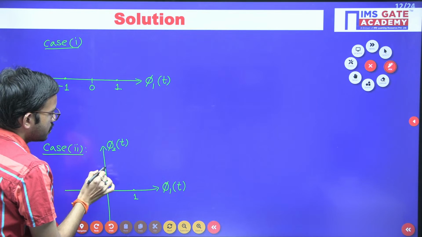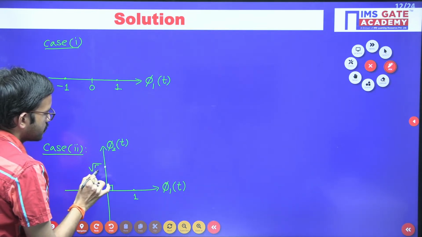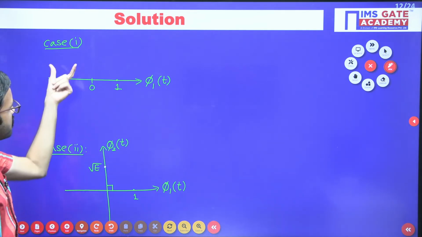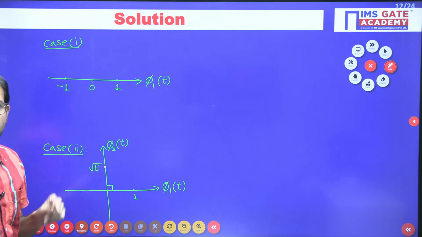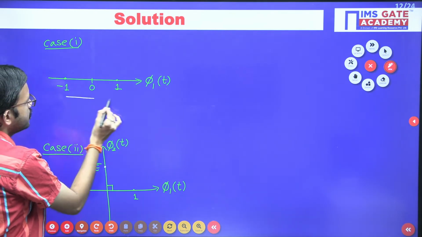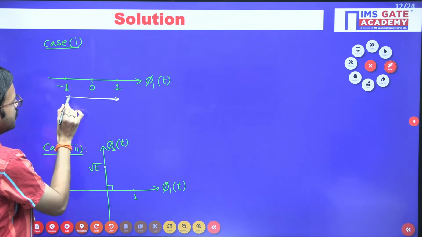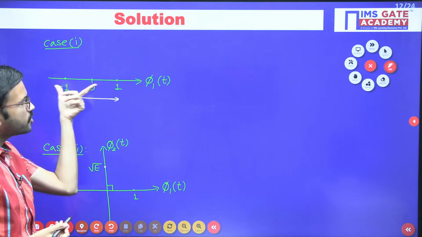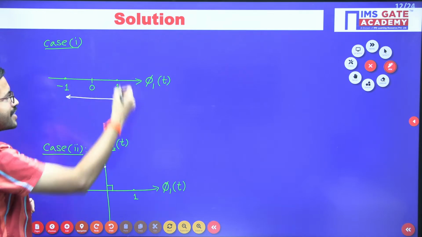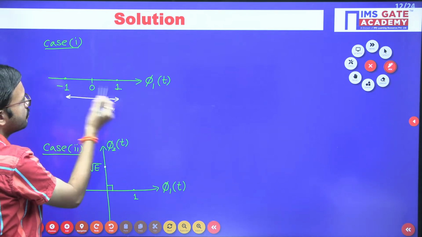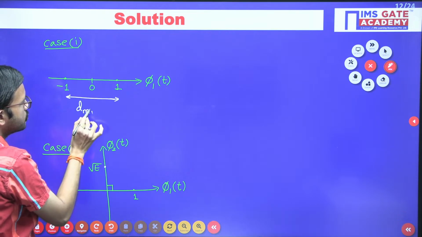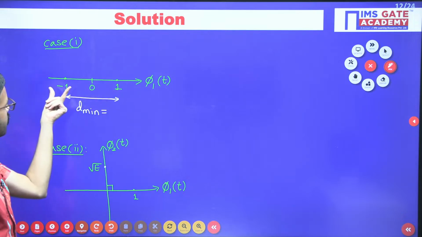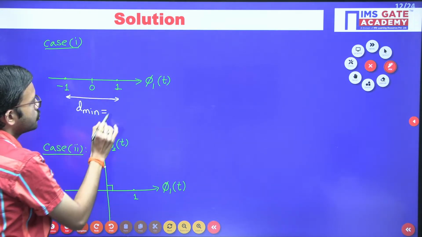Here you are having root E times phi 2 of t. So with respect to case 1, you are having one symbol here, right? Among these two symbols, when you observe the distance, the only possibility is this one. If you want, you can draw other lines also, but among all of these, this is the minimum distance. So d min equals how many units? From 0 to 1 is 1 unit, from -1 to 0 is also 1 unit. Together you are having 2 units.